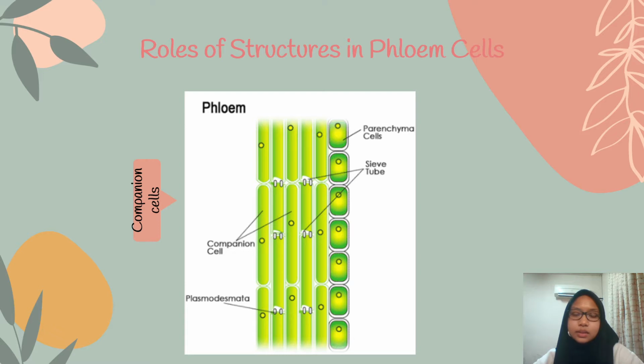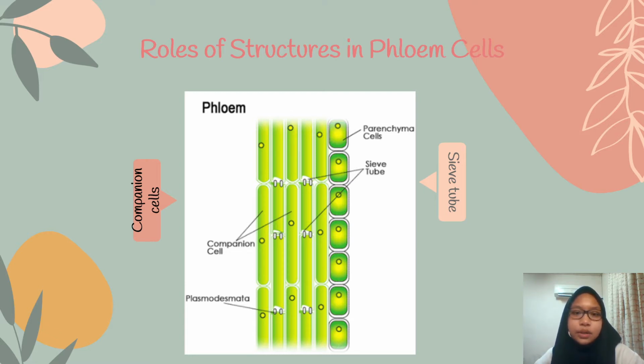Next is the sieve tubes. Sieve tubes are specialized cells, a highly organized tissue that transports organic compounds made during photosynthesis. They are the conduits of food, mostly sugar transport.